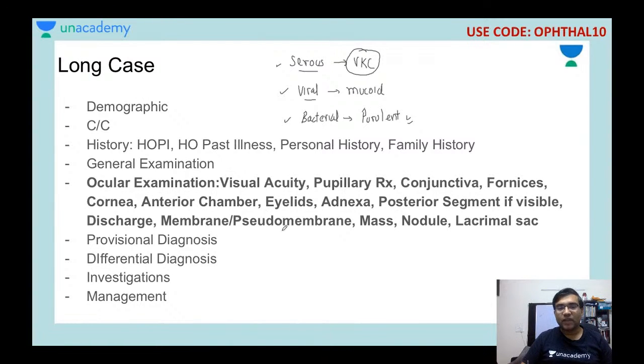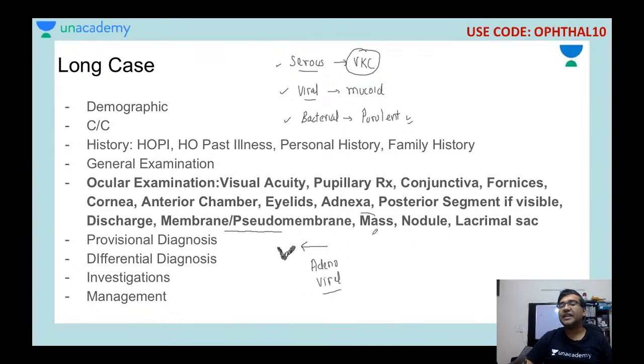Then you have to see membrane or pseudomembrane. What is the meaning of pseudomembrane? Pseudomembrane means that the discharge itself is making a membrane over the epithelium. Okay, so it is not a true membrane, it is a pseudomembrane. Where can we get a pseudomembrane with the red eye? We can get it in the patients of adenoviral conjunctivitis, the most common type of conjunctivitis.